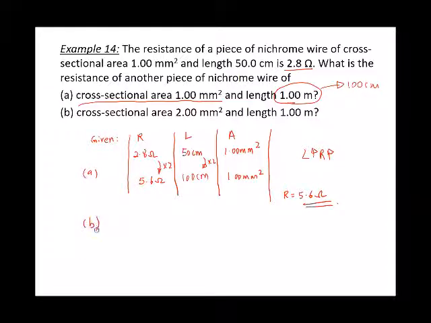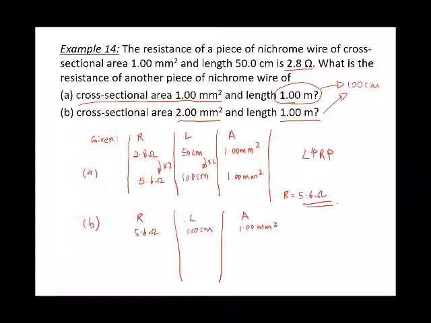Now let's take a look at part B. In part B, the cross-sectional area is 2 millimeter square and the length is 1 meter. We realize that this length of 1 meter is similar to the example in part A. So I'm going to use the resistance, length and area from part A: 5.6 ohms, 100 cm, 1 millimeter square. I'm going to start with this, rather than the one given in the question, because the length is already at 100 cm. I know that the resistance is 5.6 ohm.